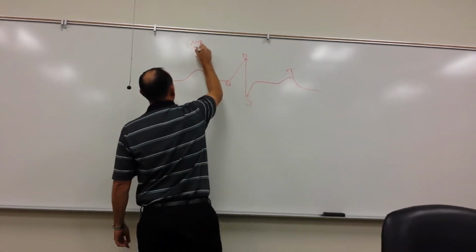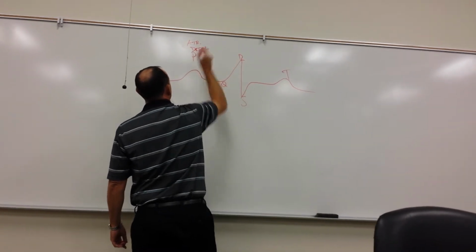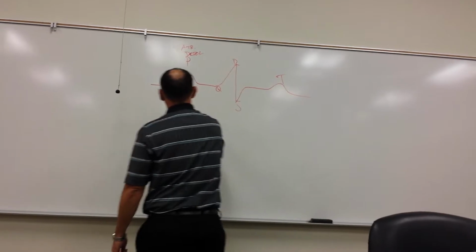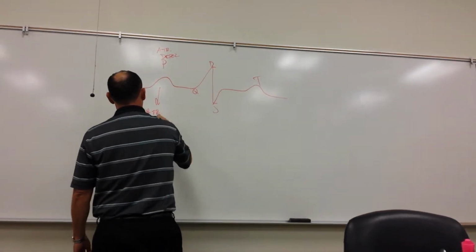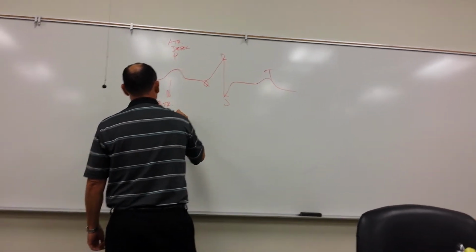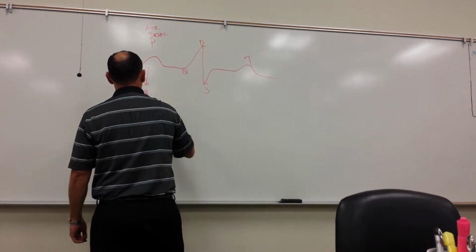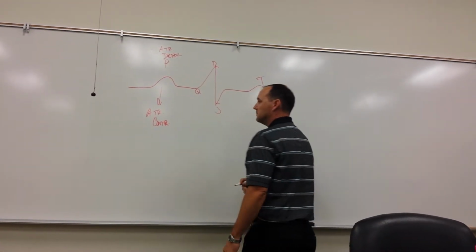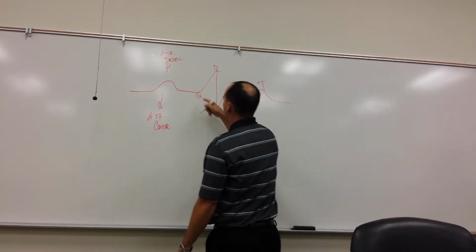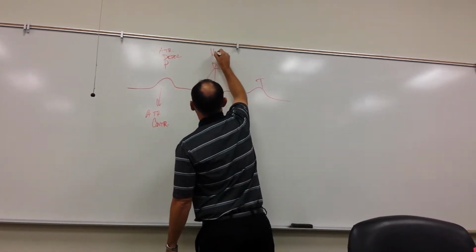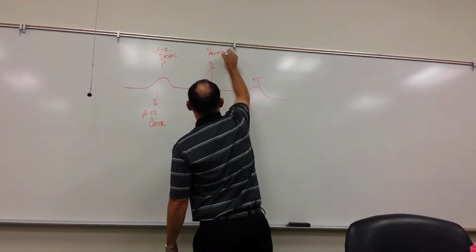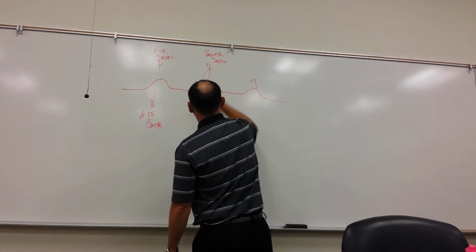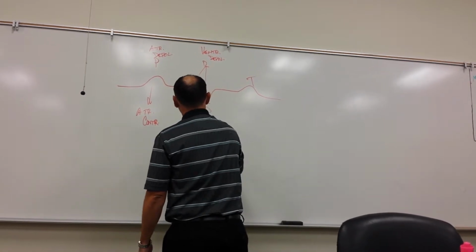So atrial depolarization. Okay, that's going to lead to atrial contraction. That's an ugly R. So that's going to force the blood into the ventricles. The QRS complex, that ventricular depolarization, is going to lead to ventricular contraction.